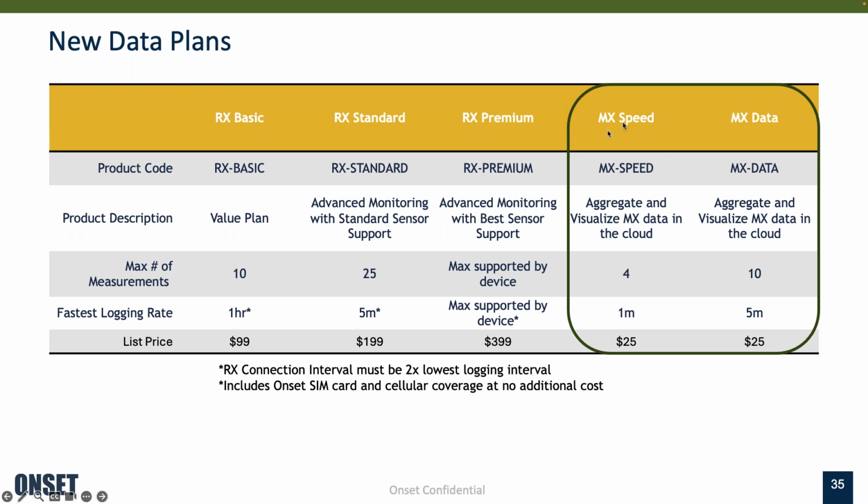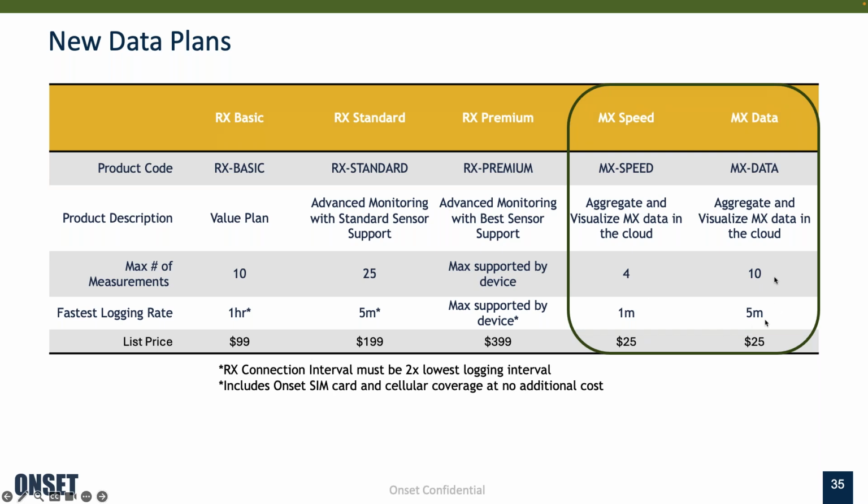Each plan for an MX logger, whether it's pushed out via a gateway or HOBO Connect, will need one of these plans. The MX speed plan covers a vast majority of MX logger cases, supporting up to 4 measurements and a 1-minute logging rate at $25 a year. And the MX data will catch a few of the less common use cases. For example, if you want to collect stats, this will be the plan for you, but comes at a slightly lower fastest logging rate.